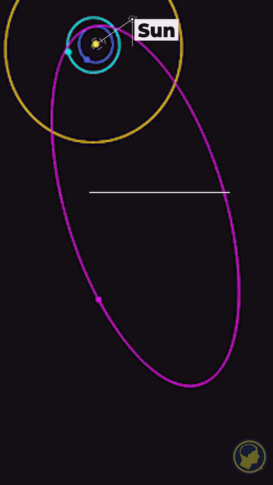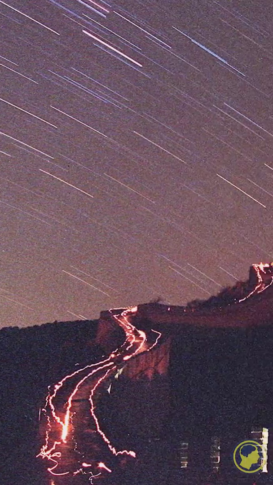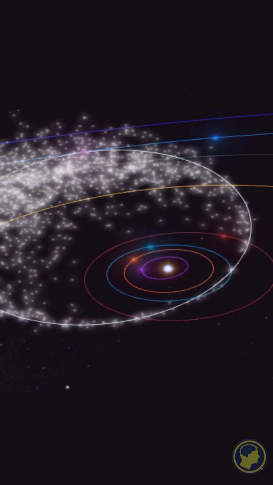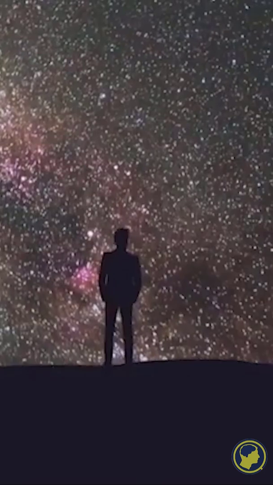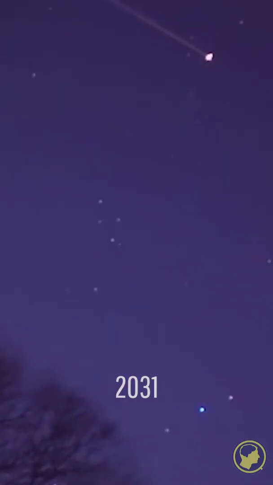The Tempel-Tuttle comet orbits the Sun roughly every 33 years. This means that every 33 years, the Earth crosses a path littered with new debris from the comet. That's when we experience more intense meteor showers. This will next occur in 2031.